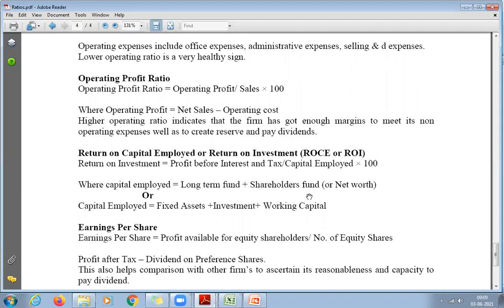Discount on issue of shares and debentures. All these are miscellaneous expenses, like preliminary expenses written off, discount on shares, advertisement, suspense account, and other expenses. Those are called miscellaneous expenses, so those we have to deduct.